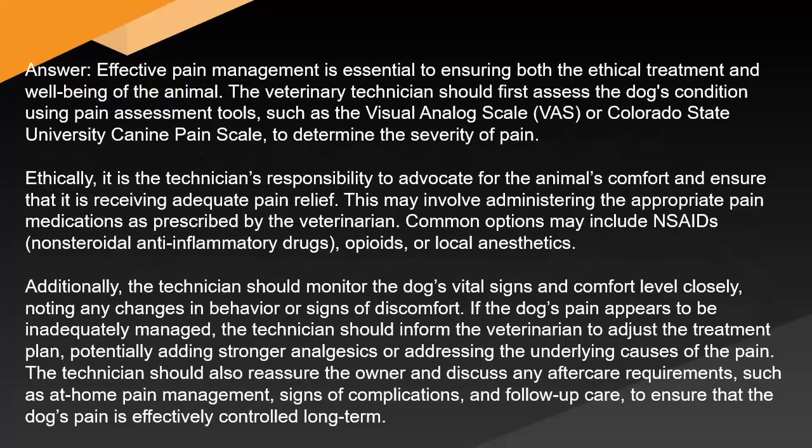Answer: Effective pain management is essential to ensuring both the ethical treatment and well-being of the animal. The veterinary technician should first assess the dog's condition using pain assessment tools, such as the Visual Analog Scale (VAS) or the Colorado State University Canine Pain Scale, to determine the severity of pain. Ethically, it is the technician's responsibility to advocate for the animal's comfort and ensure that it is receiving adequate pain relief. This may involve administering the appropriate pain medications as prescribed by the veterinarian.